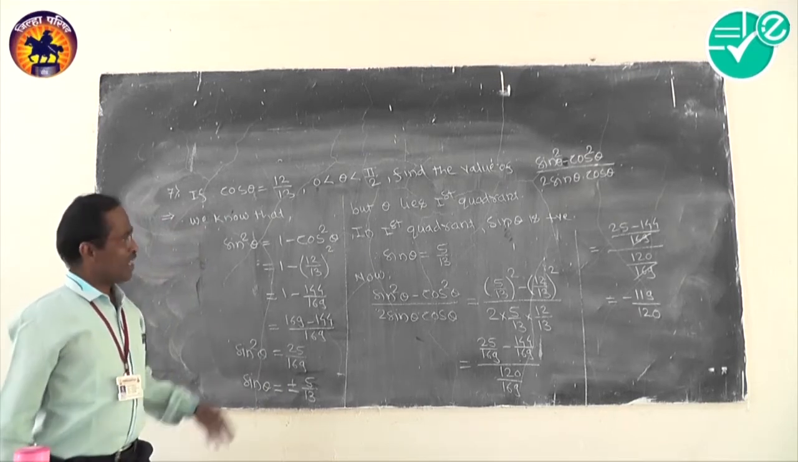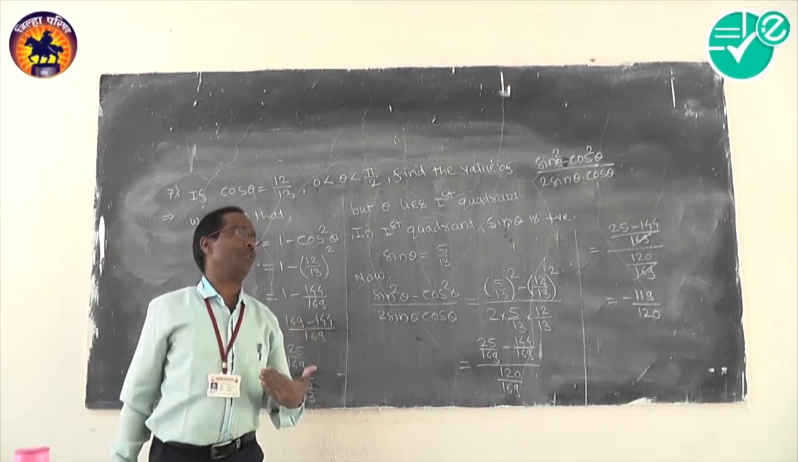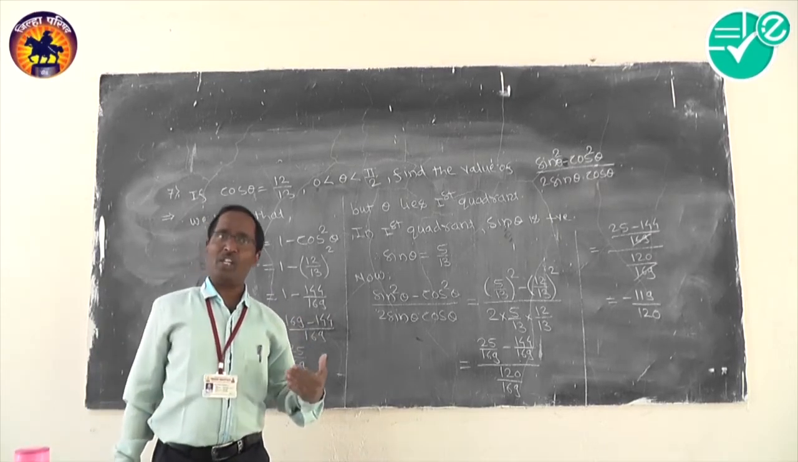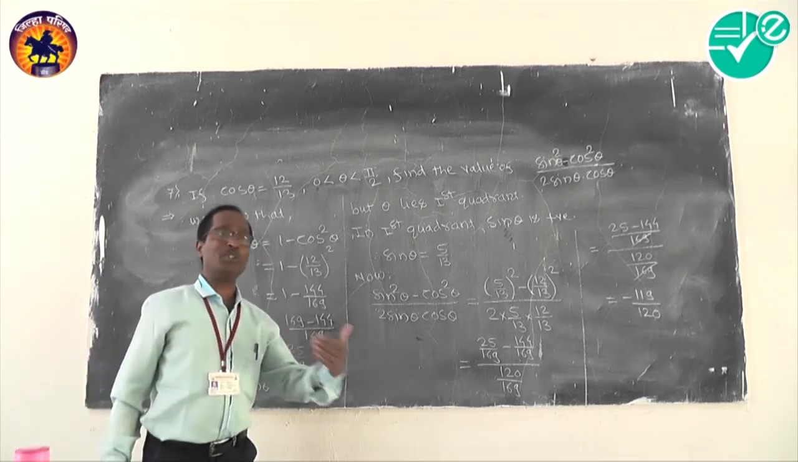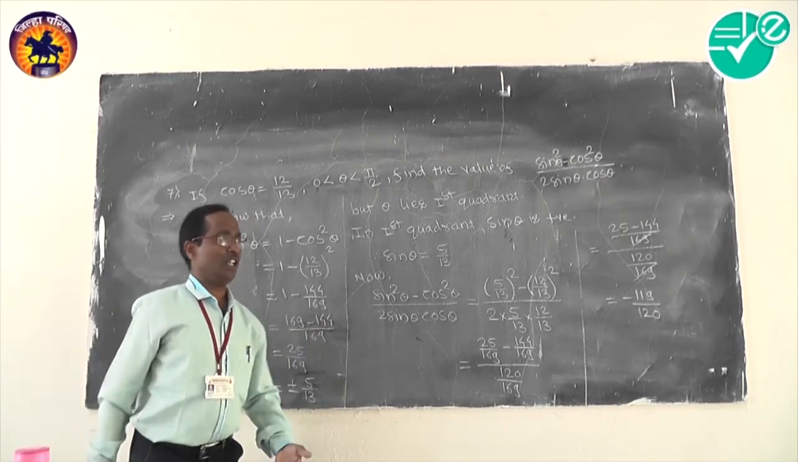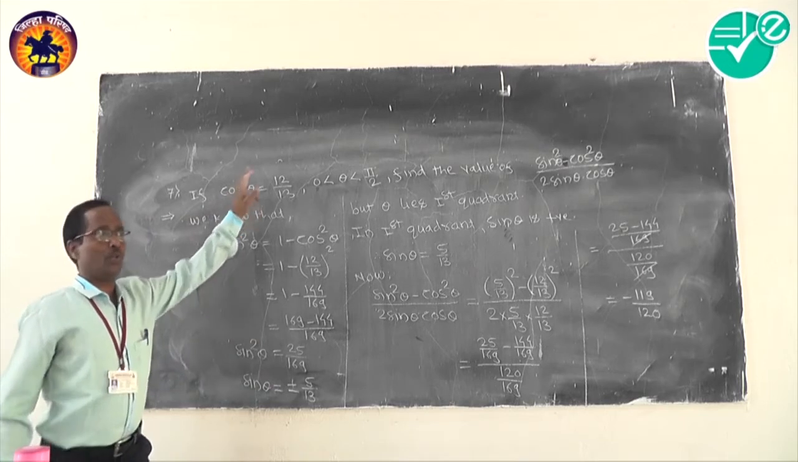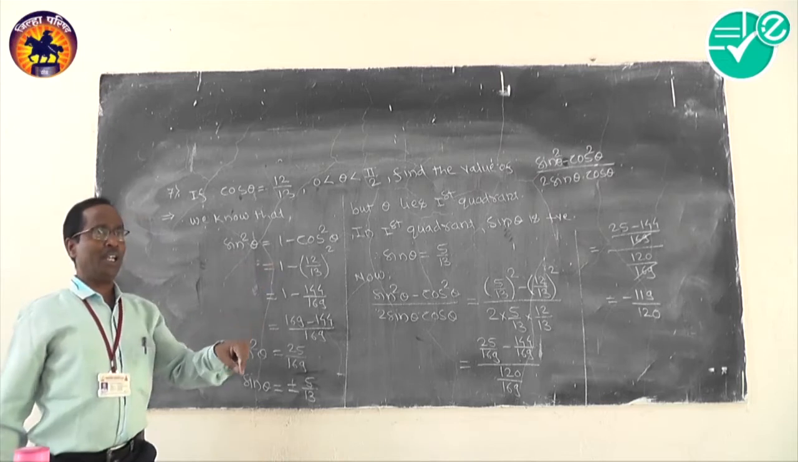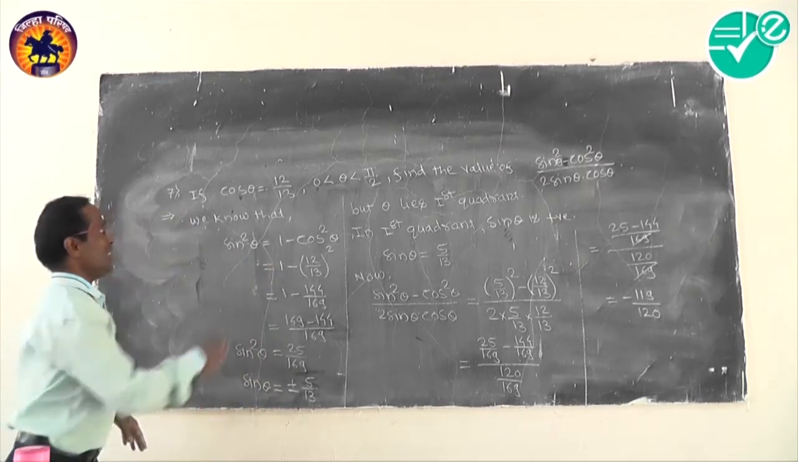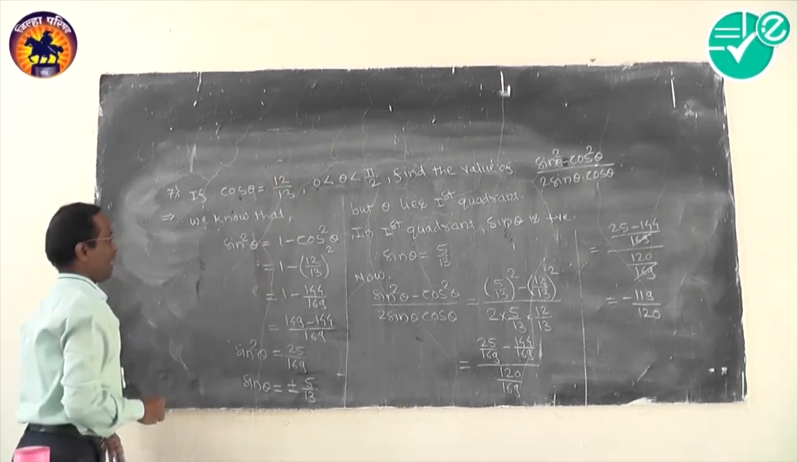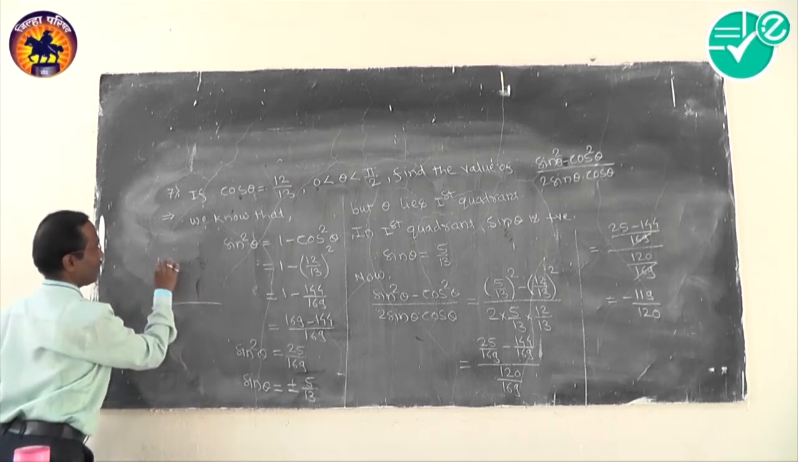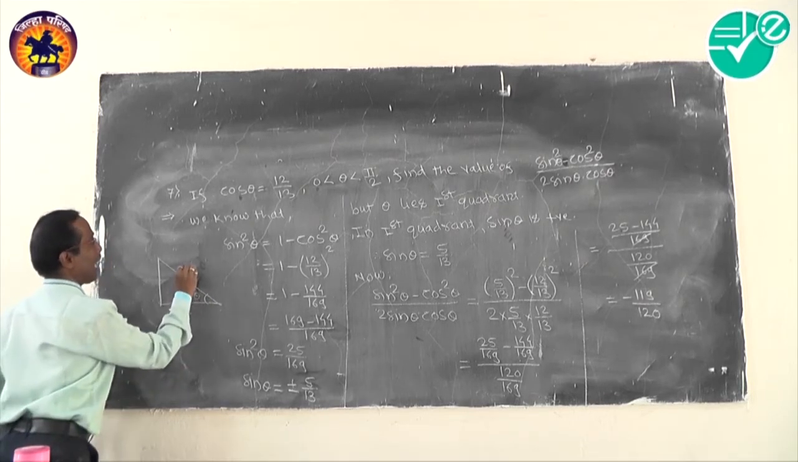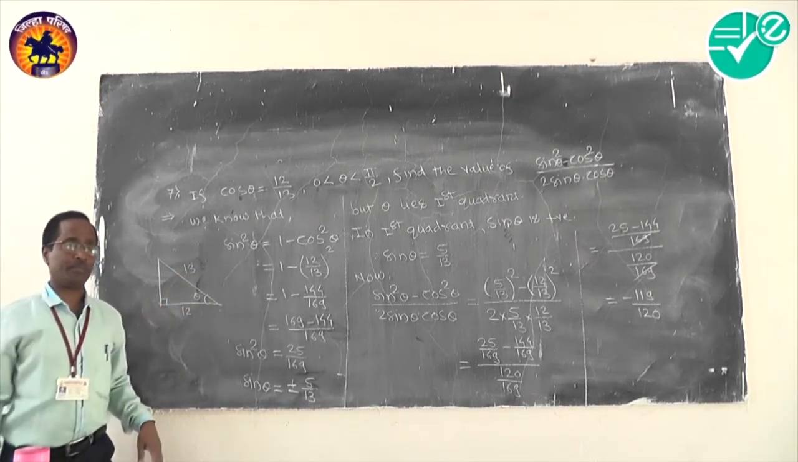Now, this is the board method. Now I want to find the value of the trigonometric function by using it for MCQ. So how can we find it directly? What is the value of cos theta here? 12 upon 13. Cos theta is equal to adjacent side upon hypotenuse. Adjacent side is 12 and hypotenuse is 13.